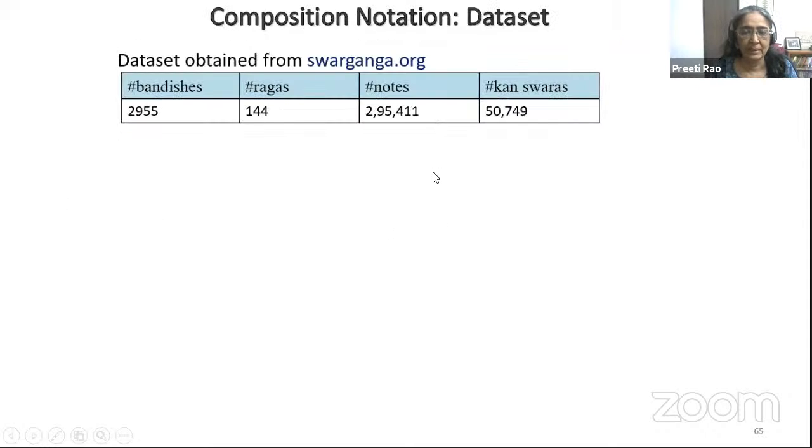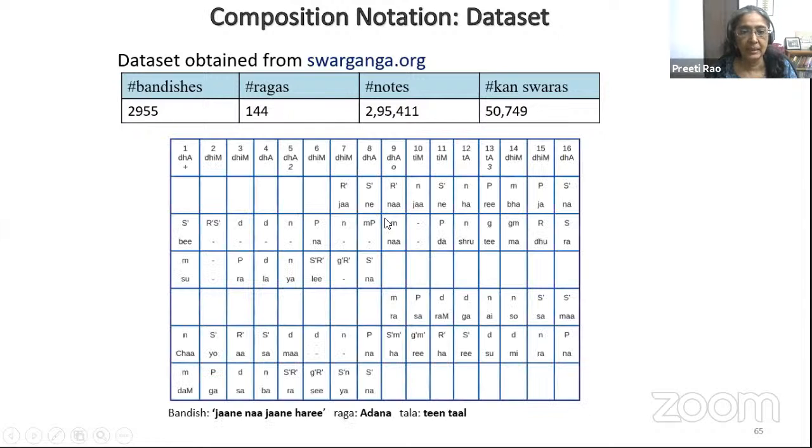So we obtained this from swarganga.org with the very kind permission of Mr. Advait Joshi. So we had this large number of bandishes across so many ragas, and a bandish notation looks like this. At the top, you see the rhythmic cycle intervals, and here we see the notes that occur in each of the intervals.